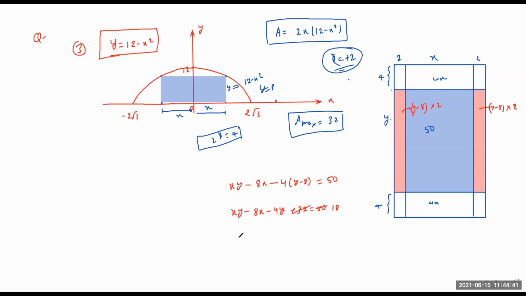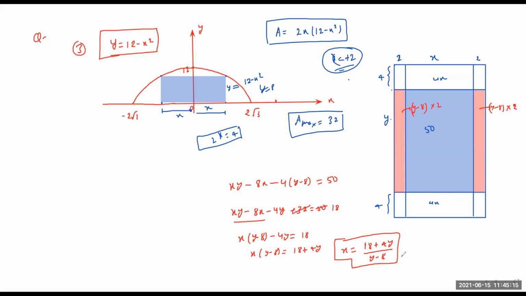So what we have is, I can take x common here. So I'll get x into y minus 8 minus 4y is 18. So x into y minus 8 equals 18 plus 4y. So x is 18 plus 4y upon y minus 8. So at least I am able to write x in terms of y. Sir, yeah, sir, what did you do after the diagram? I was not able to hear you because your voice was cracking.